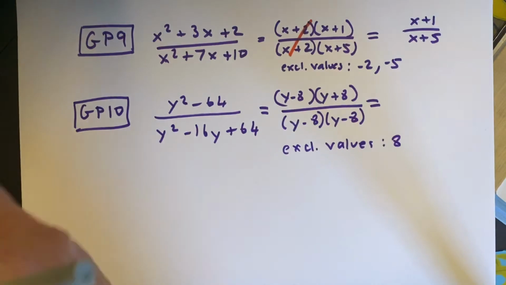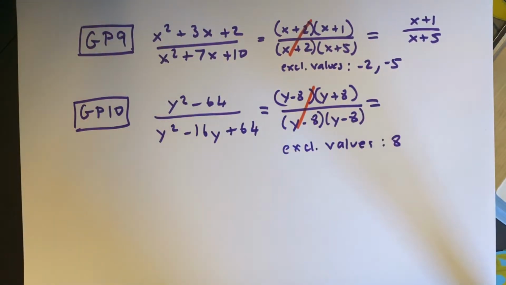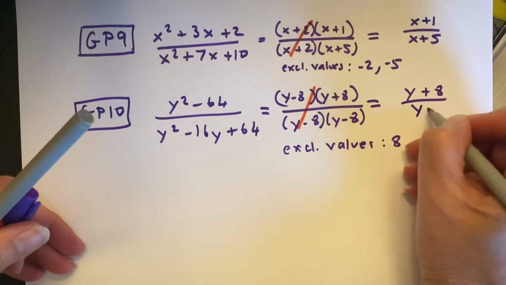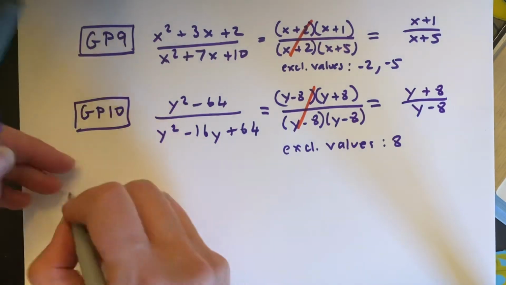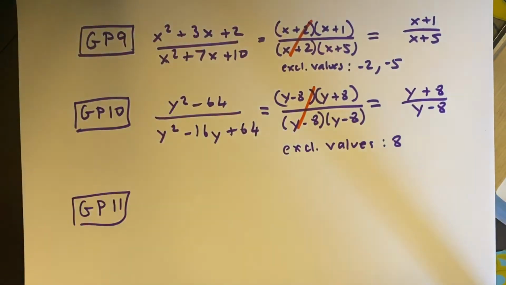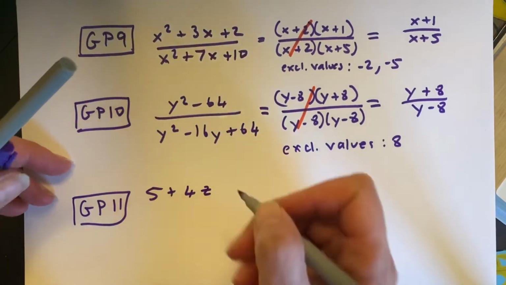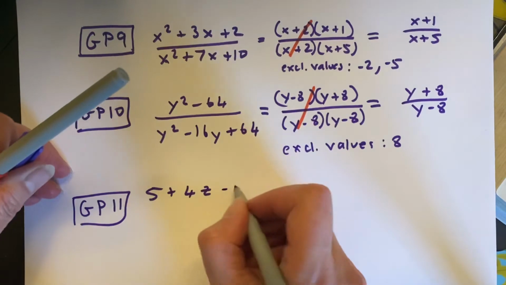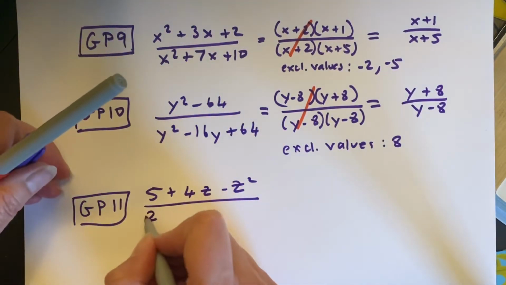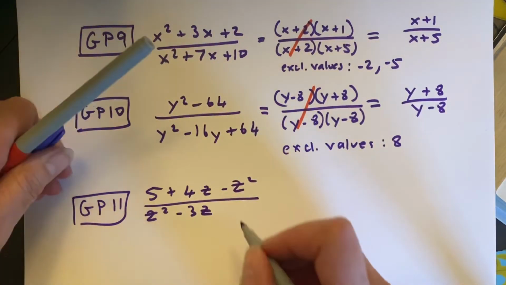And then if you finish, you can cancel y minus 8 over y minus 8. And you end up with y plus 8 over y minus 8 as your answer. Guided practice 11 has 5 plus 4z minus z squared divided by z squared minus 3z minus 10.